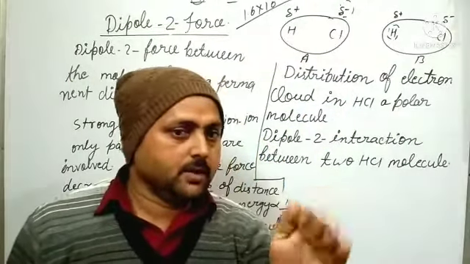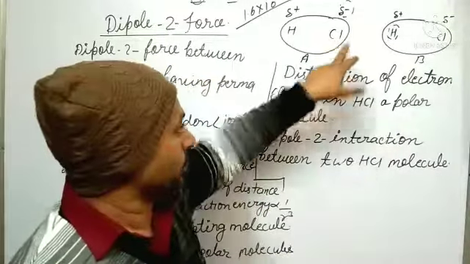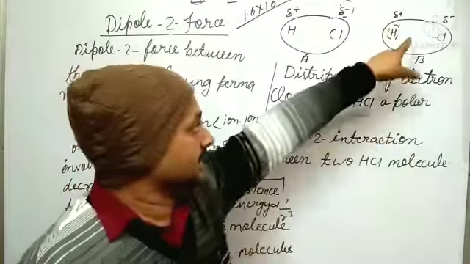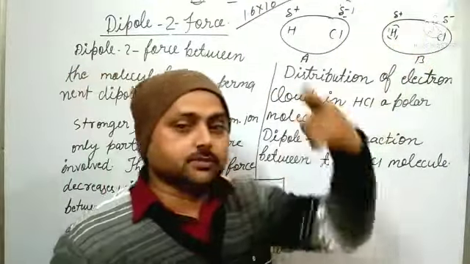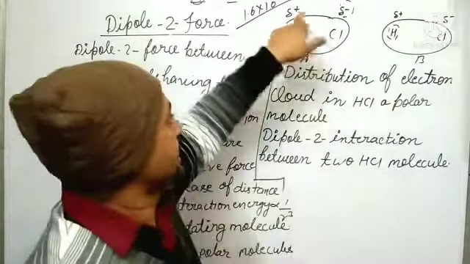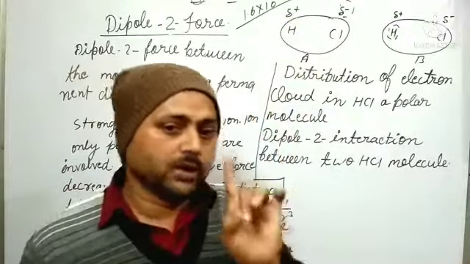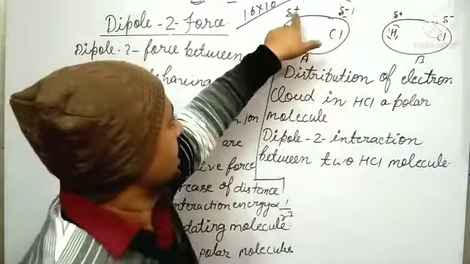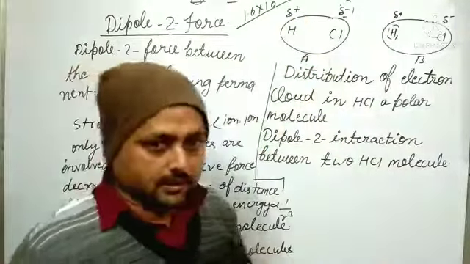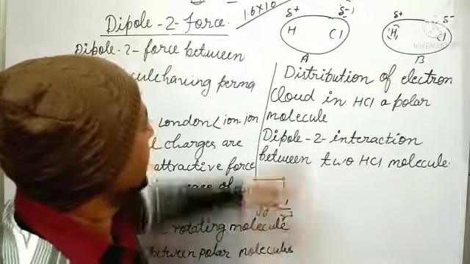Electron density will be higher towards the more electronegative atom. So in a molecule, the more electronegative atom has more electron density on that side. So positive charge and negative charge develop, shown by the Greek letter delta, and its value is always less than 1 unit, because this is not a 1 unit charge. Delta charge means a small charge developed, so it is always less than 1 unit charge.